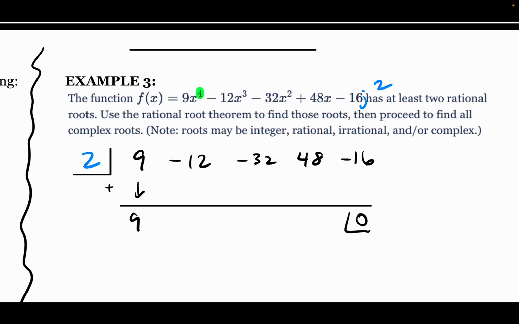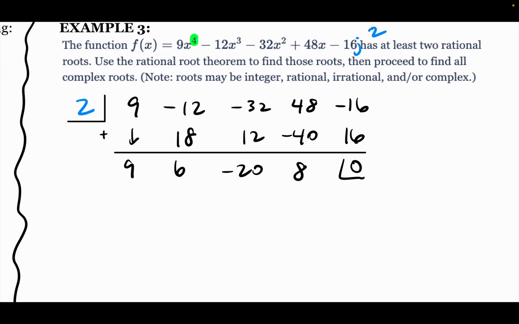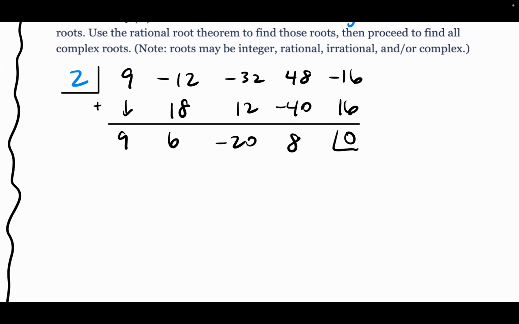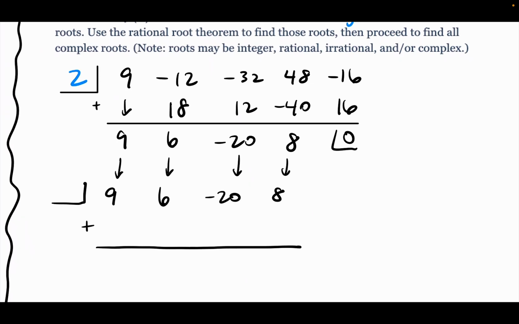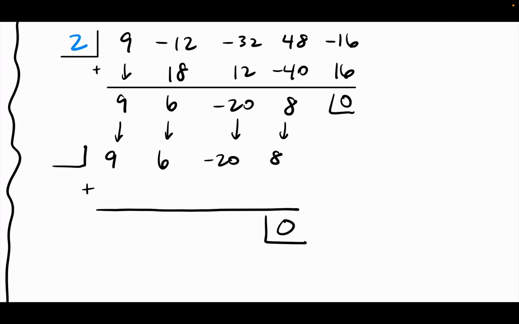Because you get 9, 6, negative 20, 8, and it works. Can I go to trinomial steps? No, not yet. So I got to do it again. 9, 6, negative 20, 8, little house, plus 0. I have nowhere else to go now, so that's where I need my list.